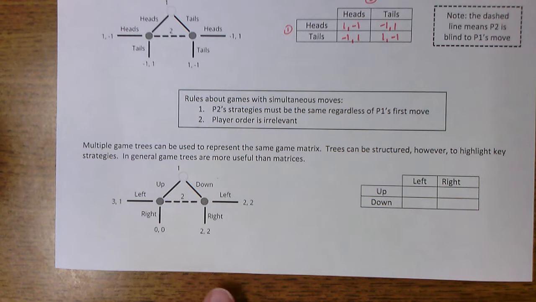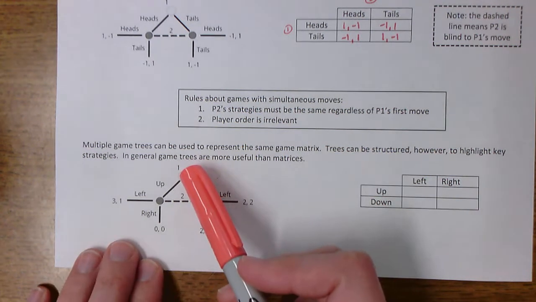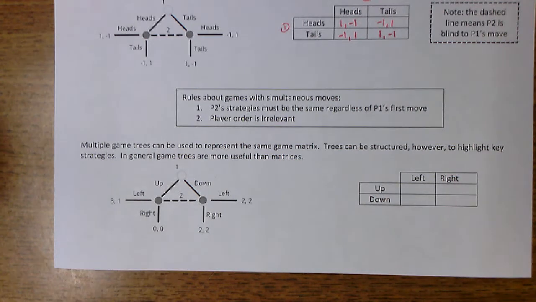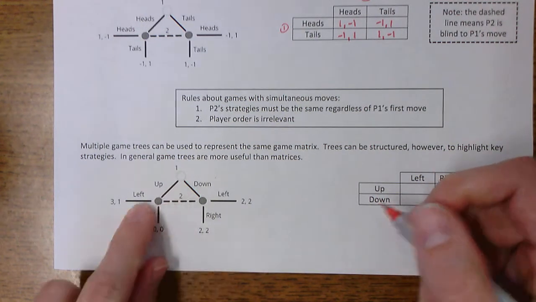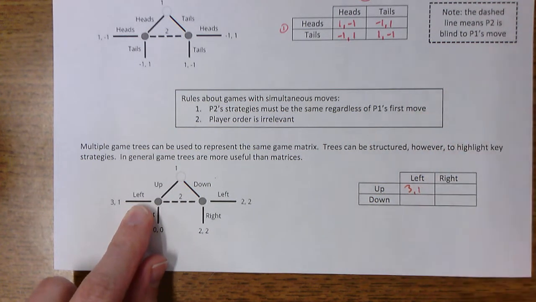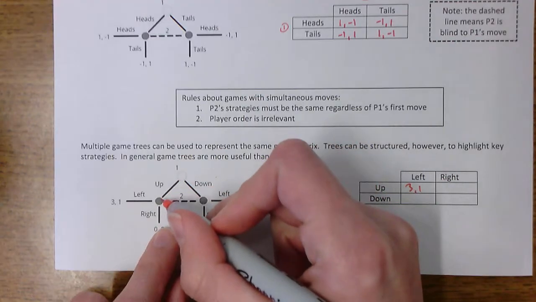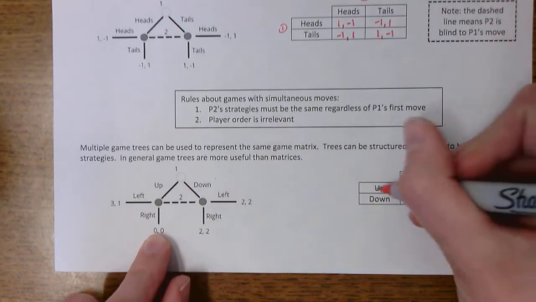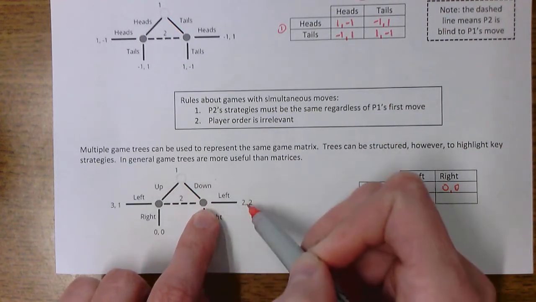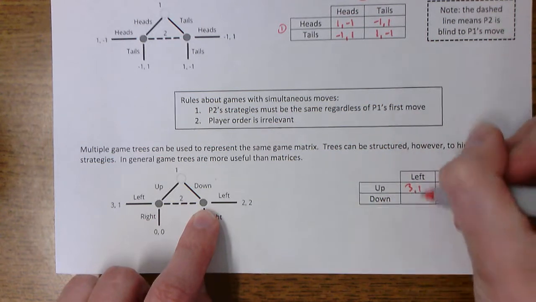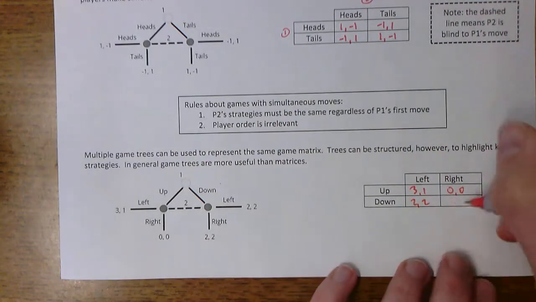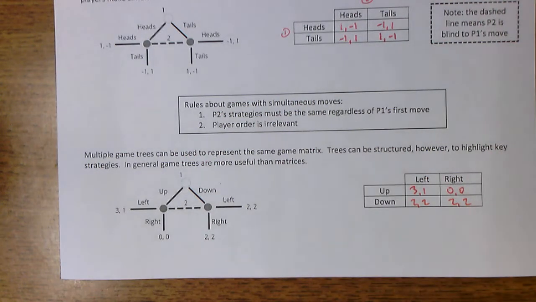So let's look at this guy. This is another up-down. Here we're starting with player 1 making a choice, and then player 2 makes a choice. So let's map this to our table over here. If player 1 chooses up and player 2 chooses left, that's 3-1. If player 1 chooses up and player 2 chooses right, that would be here. If player 1 chooses down and player 2 chooses left, so that's 2-2. And if player 1 chooses down, player 2 chooses right, here's this guy, 2-2 as well.